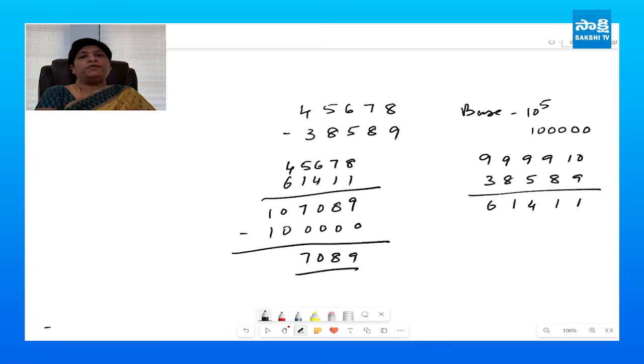If you look at the steps, we have successfully converted a subtraction problem into an addition problem using Nikilam Sutra. What we have just covered falls under case 1.